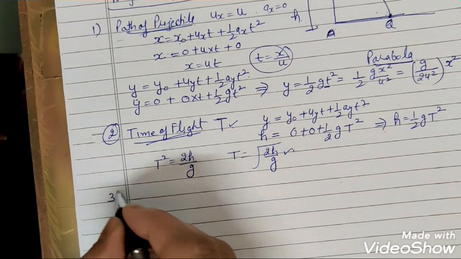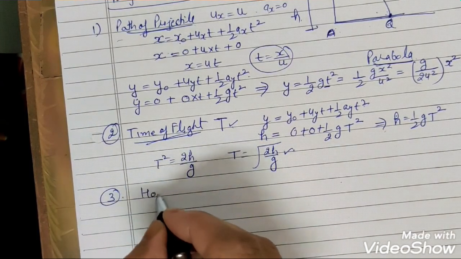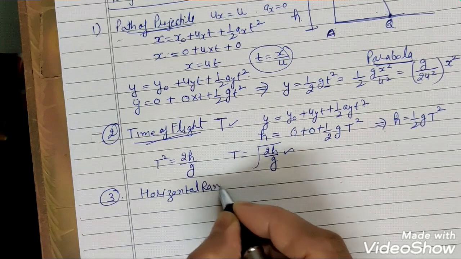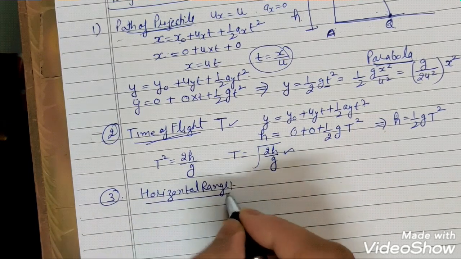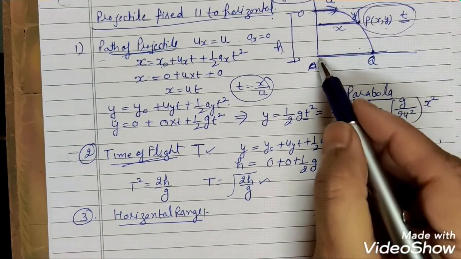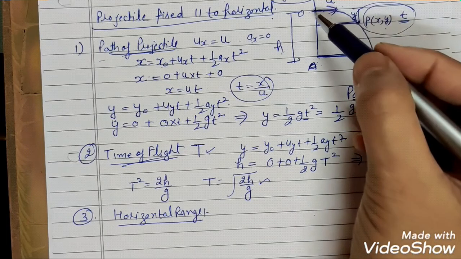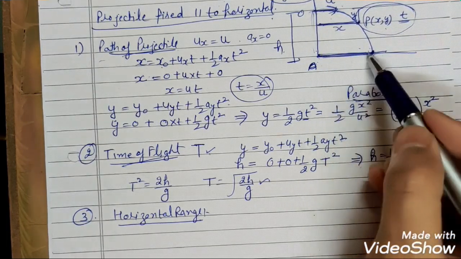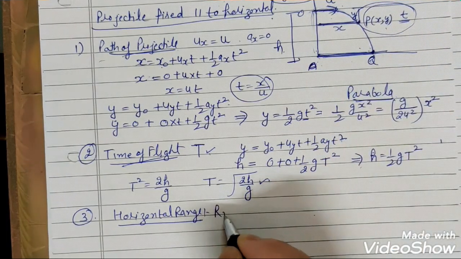Okay, and the third is the horizontal range. Horizontal range. And what is this? This is the horizontal distance, this one. Because here the vertical distance is fixed, so we're considering the horizontal range, and it is denoted by R.